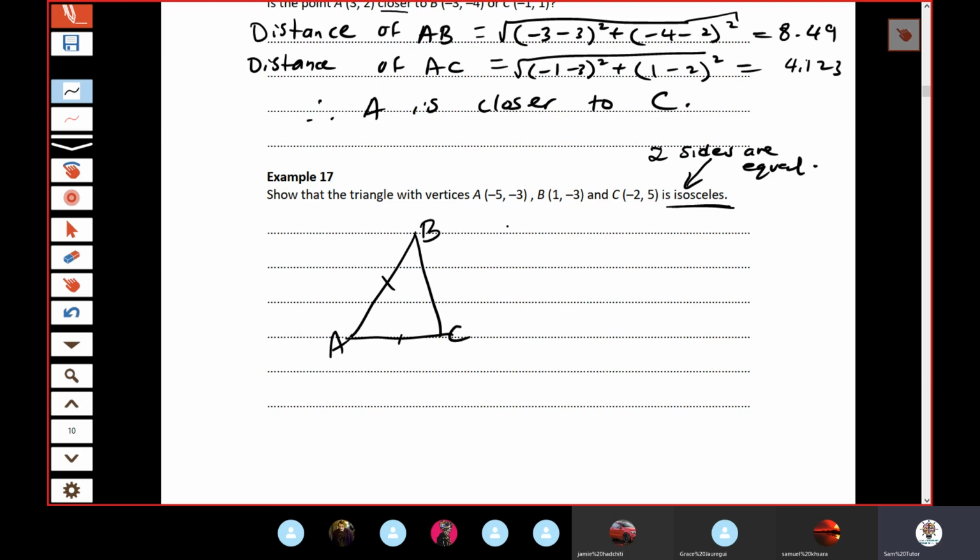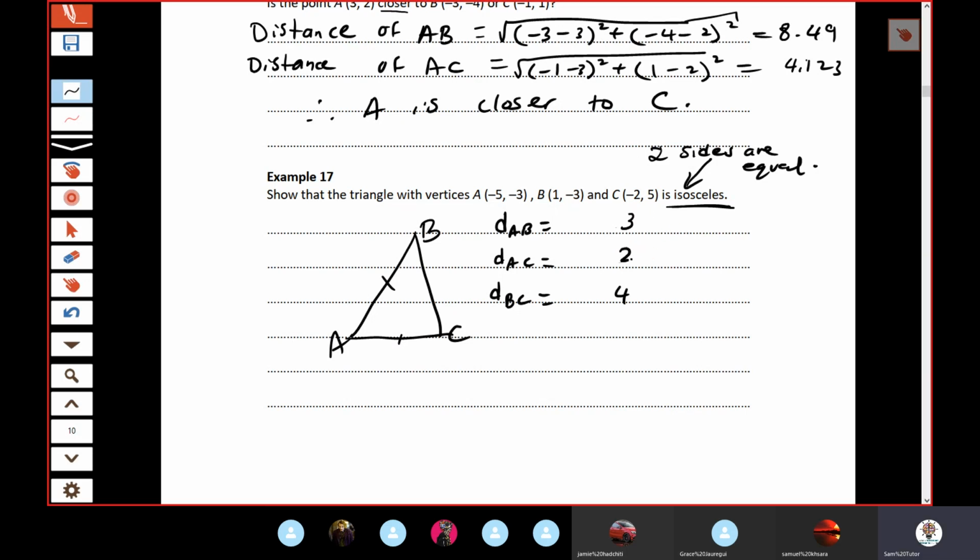So all you're going to do is find the distance of AB, find the distance of AC, and find the distance of BC, and two of these have to be exactly the same. So let's say it would have been 3, 4, and 4. Therefore, it's an isosceles. If it obviously became 4, 4, and 4, it's no longer isosceles, it's an equilateral, which disproves what the question's asking, which means you've done something wrong.